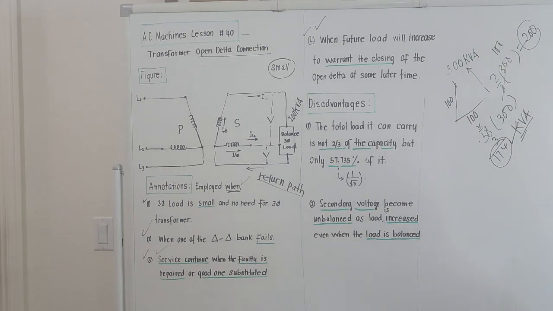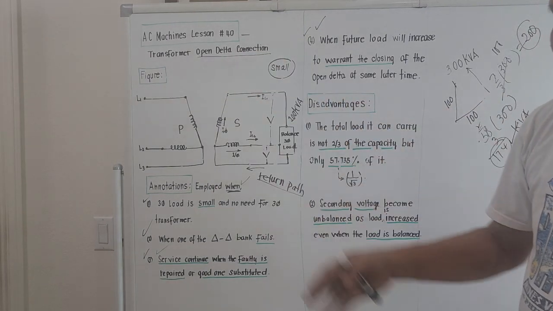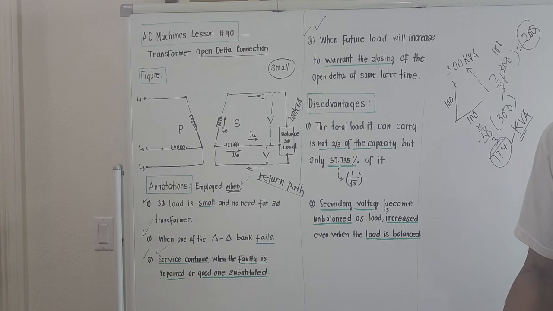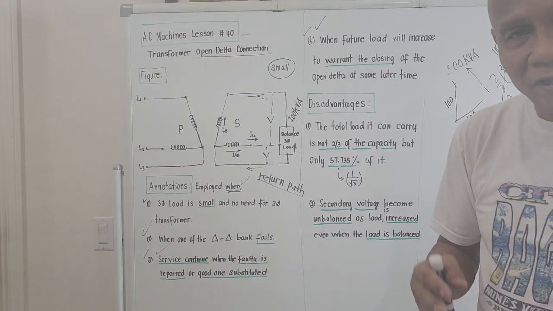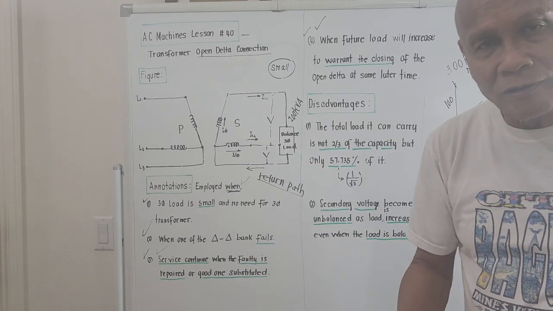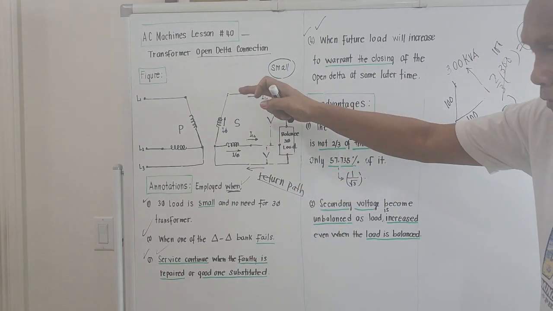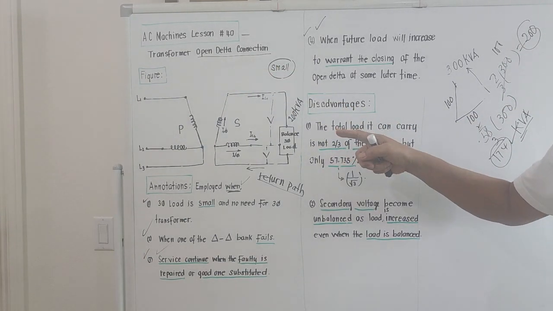Okay, that's it, guys. That's the so-called storytelling portion of the open delta connection. Storytelling, it's the concept, but it's the foundation of the knowledge on how to study open delta connection. The next time around, I will be discussing the formula, the so-called derivation, on how to bring out how come the capacity rating that could be delivered by an open delta is only 58% of its rated capacity.